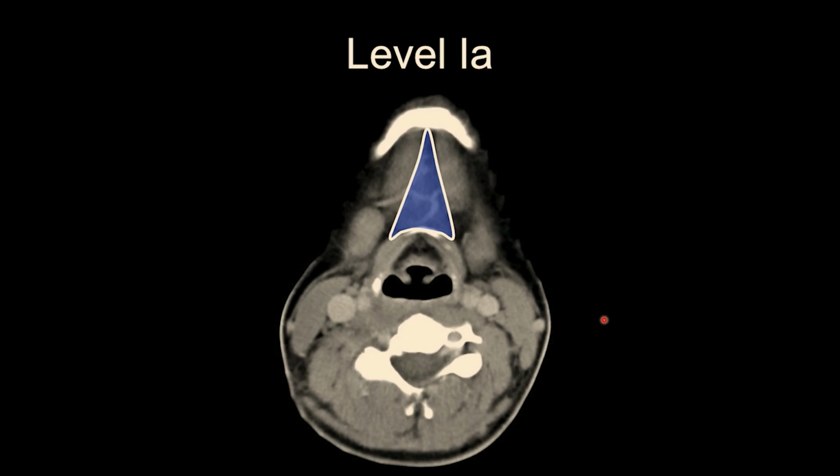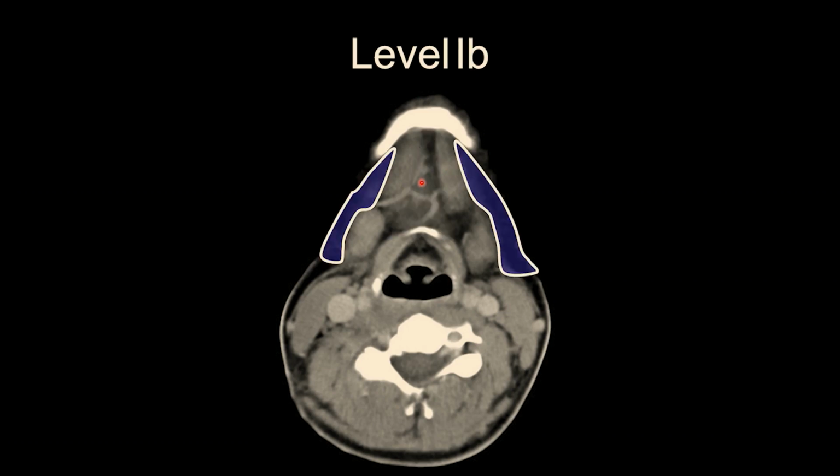Level 1A are in between. Do you guys know the muscles that are in between? Anterior belly of the digastrics, right? Those are 1A. Lateral to the anterior belly of digastric, anterior to the sternocleidomastoid, it goes to the posterior margin of the submandibular gland. That's level 1B.